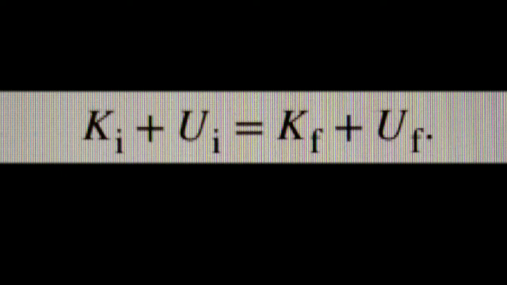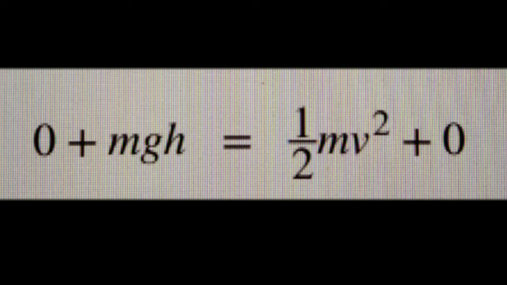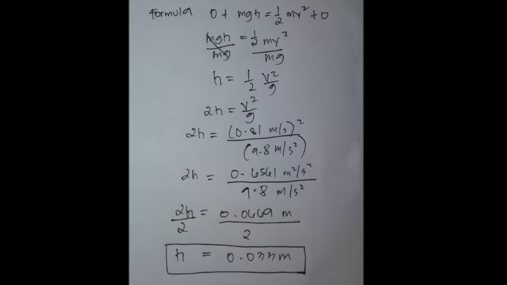Since the particle is released from rest, the initial kinetic energy is zero. At the lowest point, we define the gravitational potential energy to be zero. Therefore, our conservation of energy formula reduces to the following. Through this formula, we will find the height above the bottom of its arc. So we will divide both sides by mg.